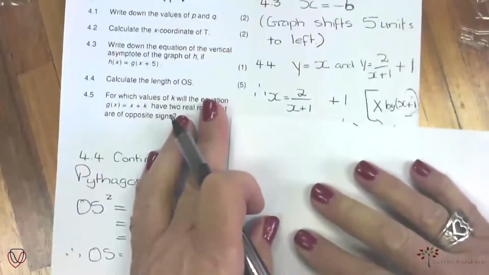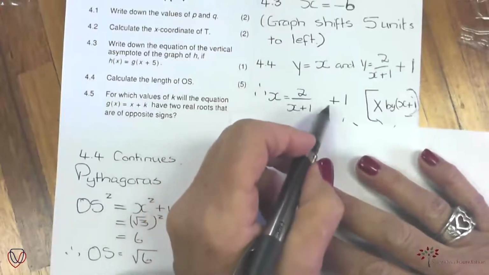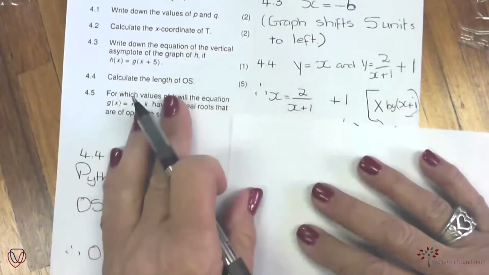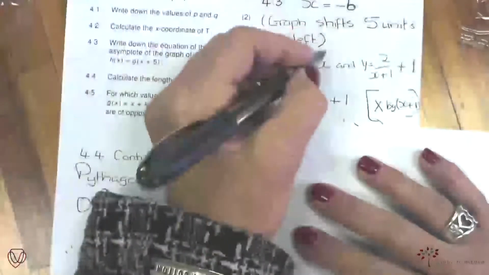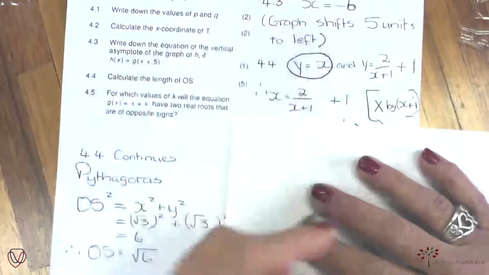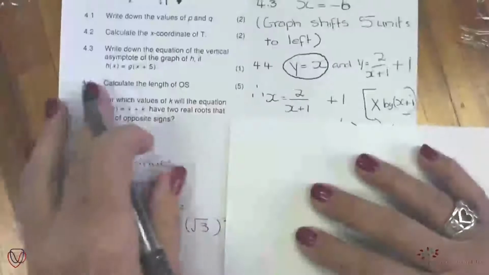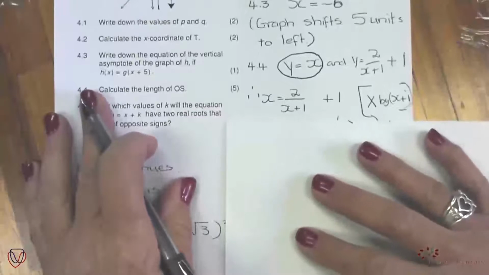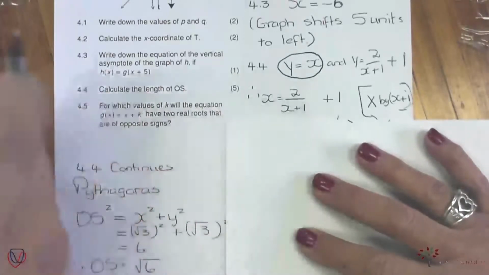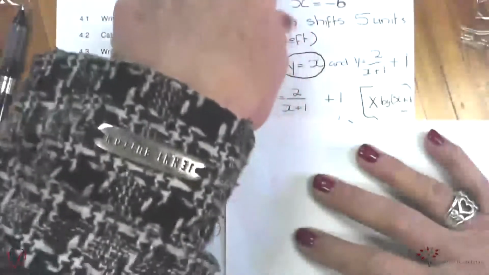So x is 2 over x plus 1 plus 1. Now where did I get that from? The y and the x are exactly the same. So I substituted the x in there. I want to solve x and I must get rid of the y. And you know why I can do it? Because this point lies on that axis.